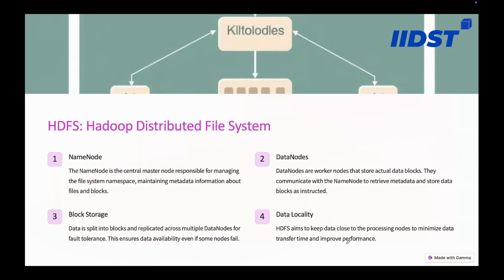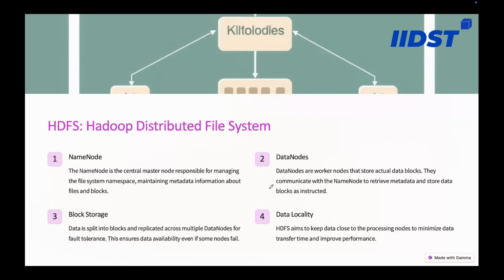Moving on, let's discuss a bit about HDFS, or Hadoop Distributed File System. HDFS, as we discussed, is the place where all of our data is stored. It has three major components: the name node, the data nodes, and the block storage. The name node is the central master node responsible for managing the file system namespace, maintaining metadata information about files and blocks. And the data nodes are the worker nodes that store actual data blocks. They communicate with the name node to retrieve metadata and store data blocks as instructed. So HDFS works in a master slave architecture where the name node is the master and the data nodes are the slaves.